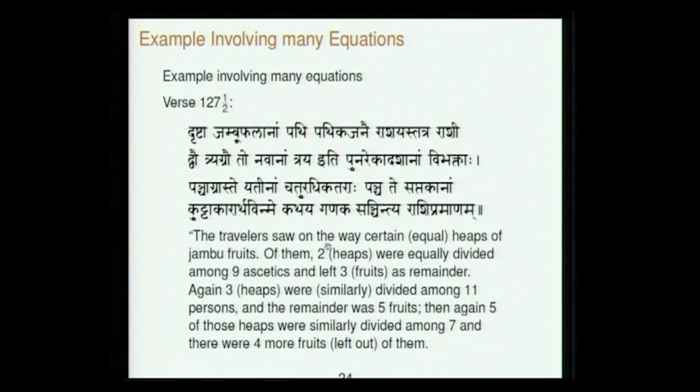The traveler saw on the way certain equal heaps of jambu fruits. So, 2 heaps were equally divided among 9 ascetics and left 3 fruits. Okay. So, after distributing them, 3 was the remainder. Again, 3 heaps were similarly divided among 11 persons and the remainder was 5. 5 heaps were similarly divided among 7 and there were 4 more fruits left.